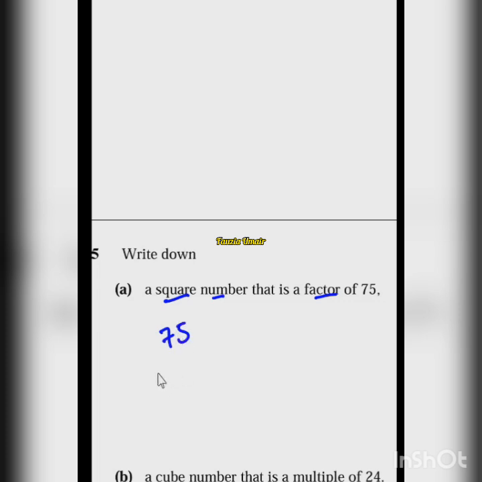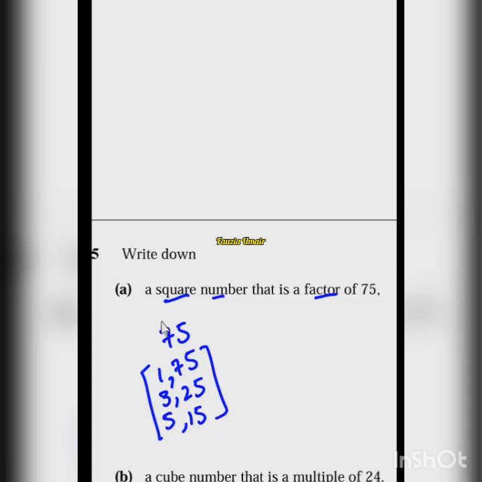1, 3, 1 and 5, 75. पेयर में लिखते हैं ताकि कोई मिस ना हो. 1 and 75 is the first pair. 3 and 25. Then 2 is not a factor. What is the next factor? 3 and 25. Then 5 and 15. I think so. That's all. Yes. So we have listed all the factors.